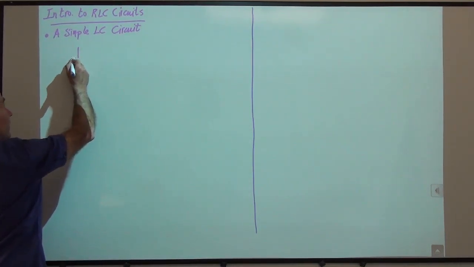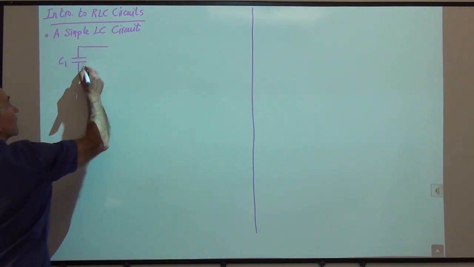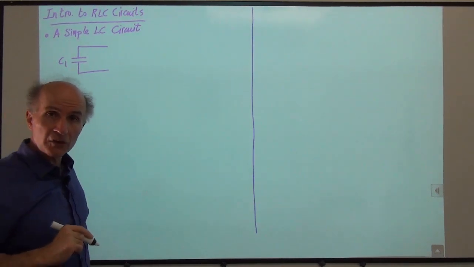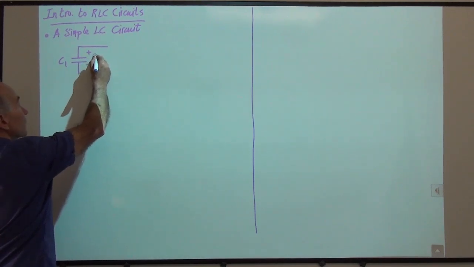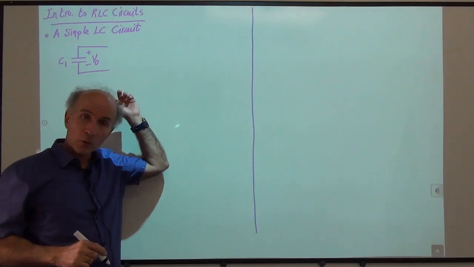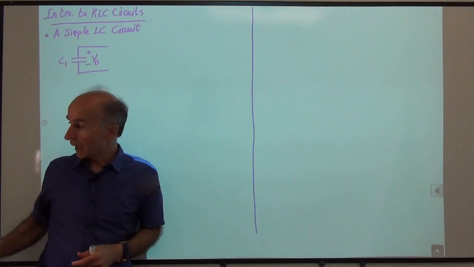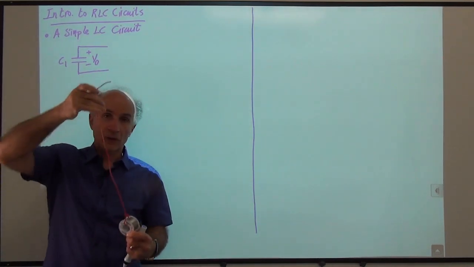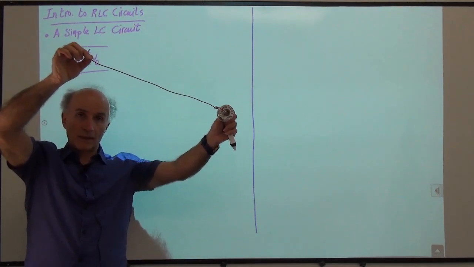I start with a capacitor, call it C1. And I place some initial condition on this capacitor. So we call it V0. Okay? So we have stored electric energy on this capacitor in the electric field. And that is equivalent to giving potential energy to this pendulum right here. So I can imagine it's like this.